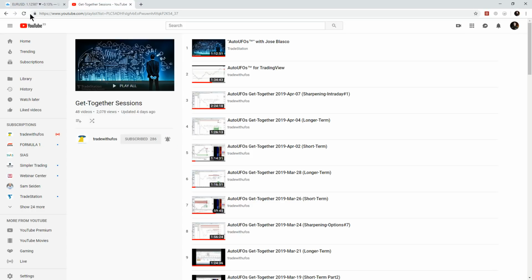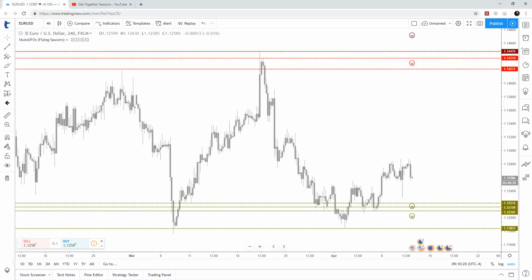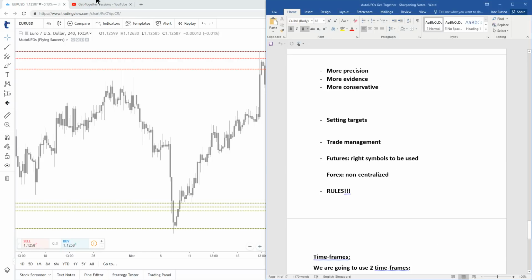So anyway, what's that session? On that session, we were talking about adding more precision for short-term trading, looking for more evidence, being more conservative, setting targets, trade management. So we started putting rules to do that. Of course, it was the first session out of a collection of sessions that we'll do.